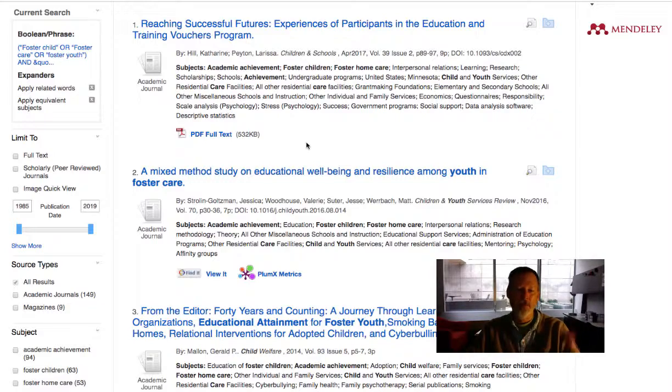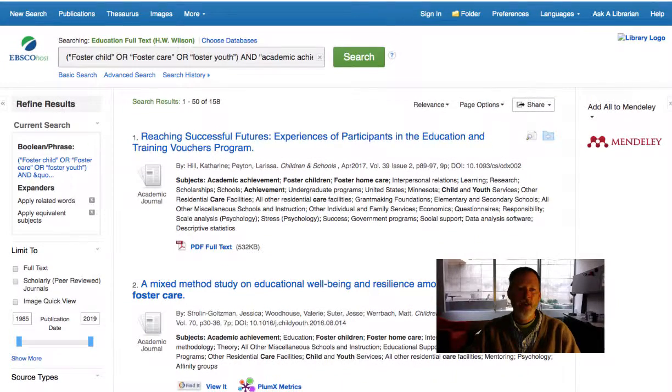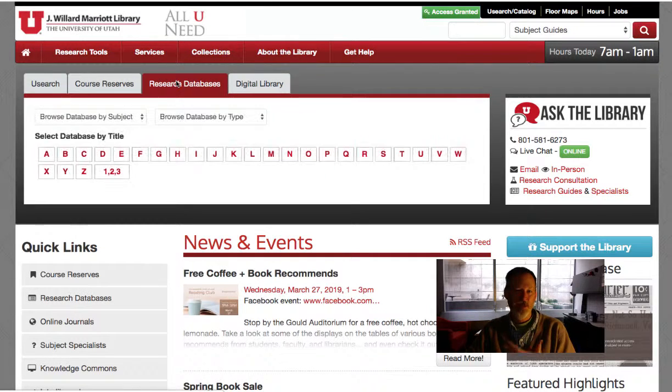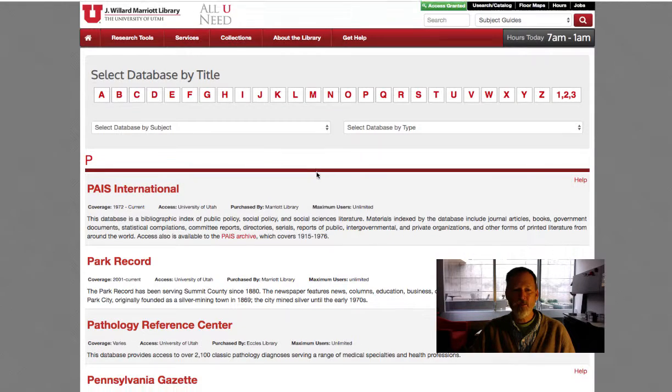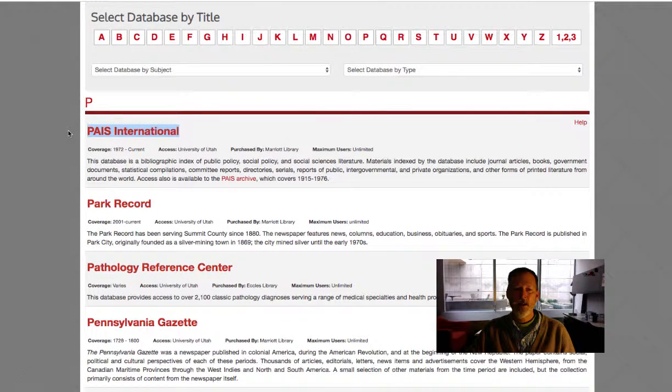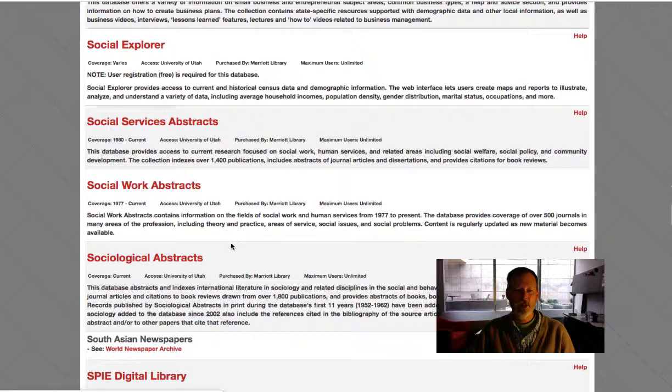But this is how I would stir around. Databases that I still recommend: Education, because this one is all education. Public policy is influenced by data, and education is paid for by the public, so PAIS. Sociological Abstracts that we had looked at in class is also going to be really good.